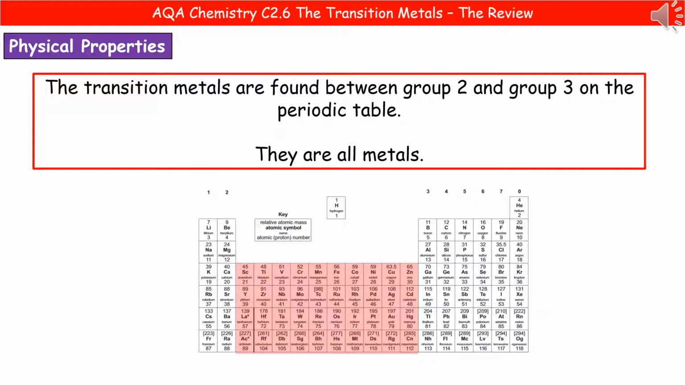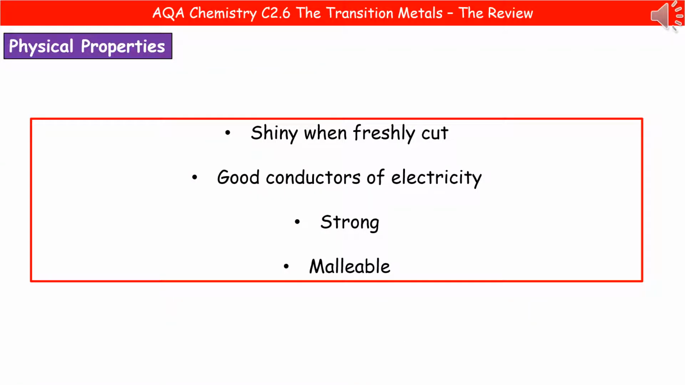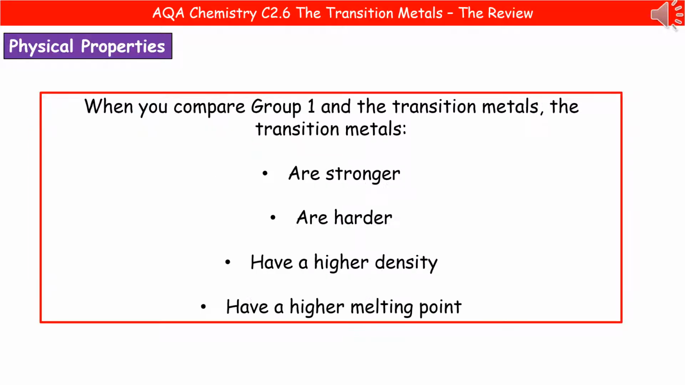As their name suggests, they are all metals. It's not just a trick, so where it says they're transition metals, they genuinely are all metals. And as you might expect from things that are metals, they actually have a lot of properties in common with those metals that you are very familiar with, because those metals you're familiar with actually occur mainly in the transition metals if you look. So they're shiny when freshly cut, they're good conductors of electricity, they're strong, they're malleable. All of those are properties you should associate with metals.